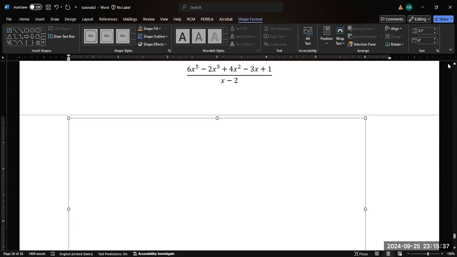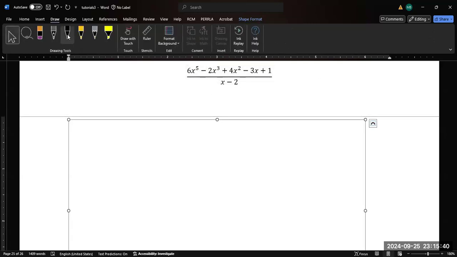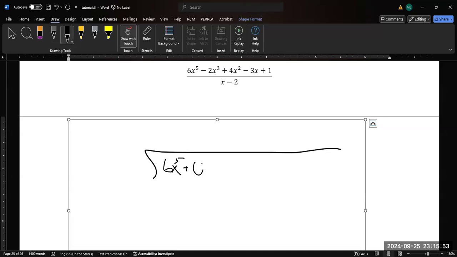Now, here we have a missing term. So when we do our synthetic division, I'm going to leave myself a little bit more space. We do have to fill in that missing x to the fourth term. So 6x to the fifth plus 0x to the fourth minus 2x cubed plus 4x squared minus 3x plus 1 and x minus 2.